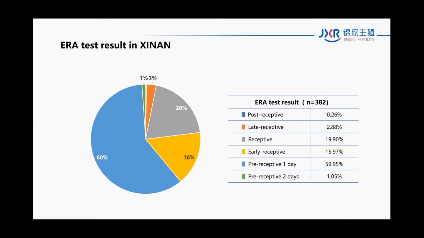We can see that nearly 60% of RIF patients have a pre-receptive one-day result, who need to delay the transfer for 24 hours. 15% need to postpone the embryo transfer for 12 hours, and only 19.9% don't need to change the time, whose implantation failure may be caused by other factors. There are very few patients who need to delay the transfer for 2 days or advance it by 12 hours.